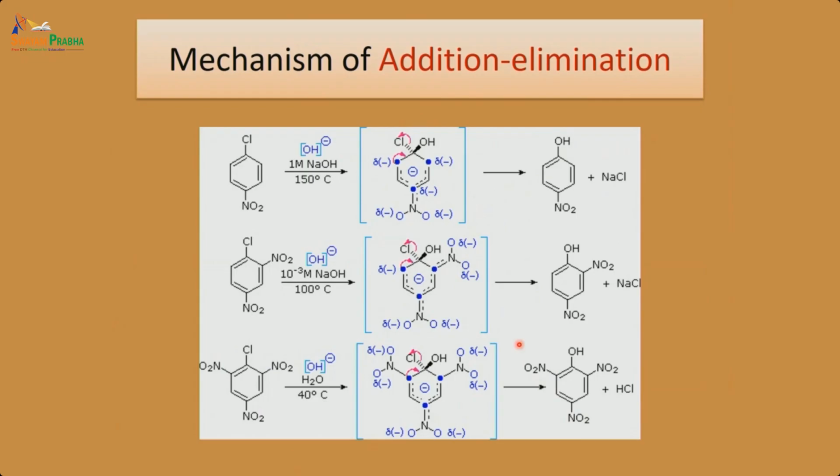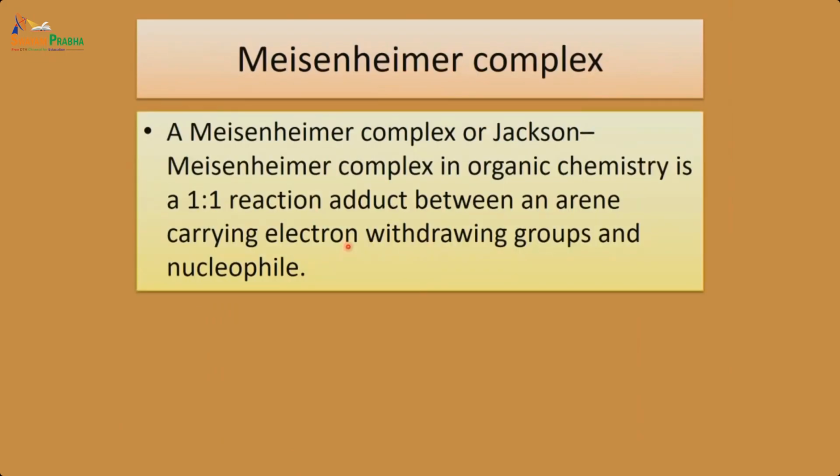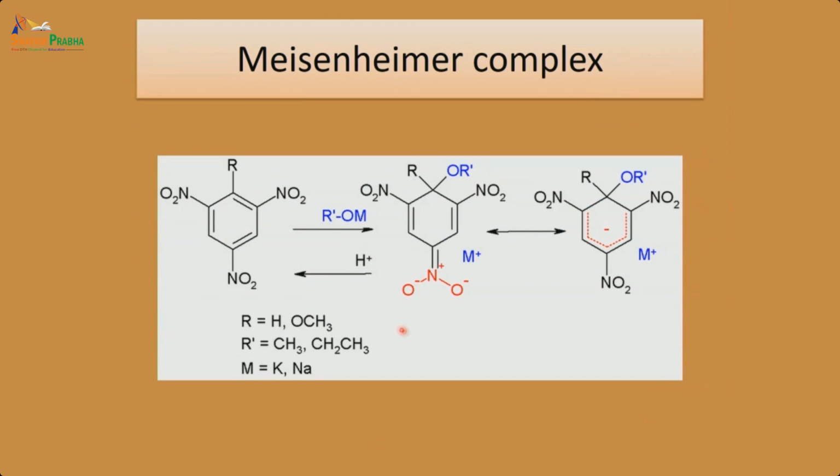And how do we know this reaction actually occurs? We will see how these intermediate complexes are actually isolated, and then the mechanism was proven. So in the trinitro derivative, when R is either hydrogen or methoxy and the metal is potassium or sodium, and alkoxide ions are being used, these kinds of Meisenheimer complexes are isolated.